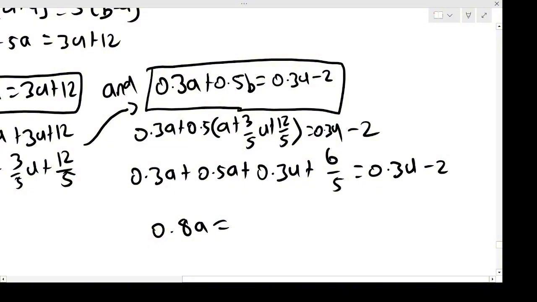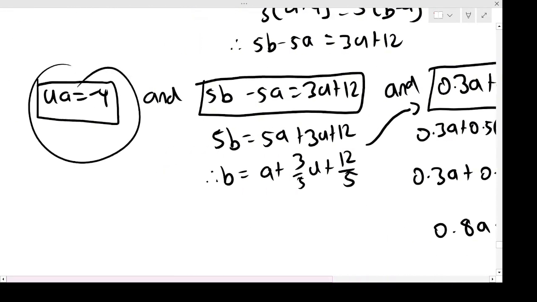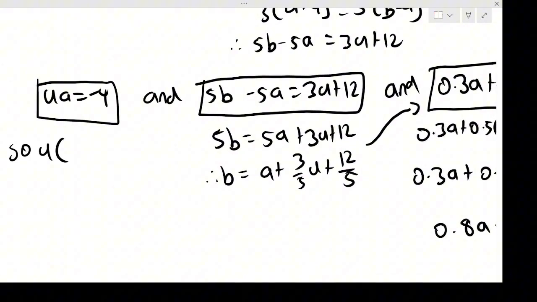So the u's cancel. So we get minus 2 minus 6 over 5 is just minus 16 over 5. So a then divided by 0.8, I get minus 4. So actually the equations look scary, but once you do the algebra and solve them manually, it works out very nicely. So a is minus 4. Now I can work out what u is and can sub a into here. So u lots of a, which is minus 4, is minus 4. Therefore u is going to just be 1.